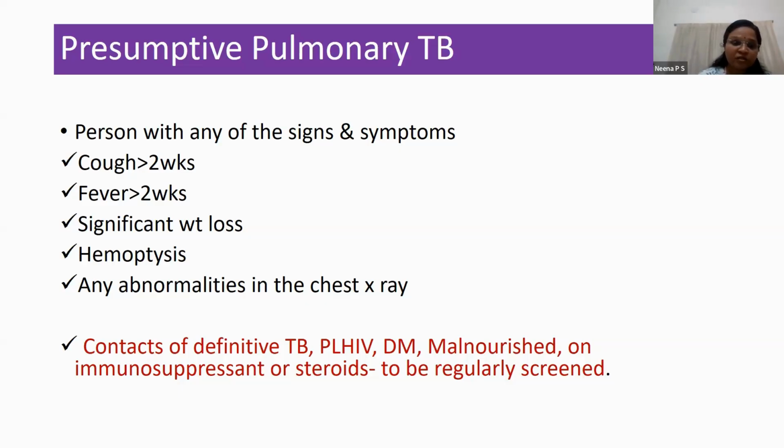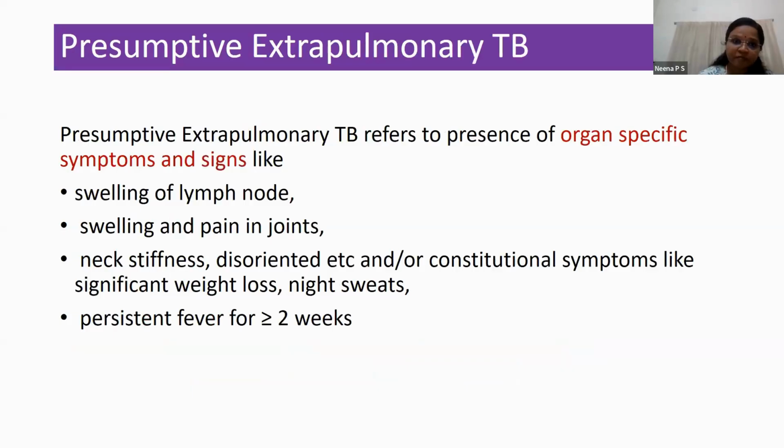And one thing I also want to stress is that all the contacts of a definite TB case, be it household contacts or workplace contacts, and people living with HIV, diabetic patients, malnourished patients, and also patients on immunosuppressants or steroids, those patients have to be regularly screened for the symptoms of tuberculosis.